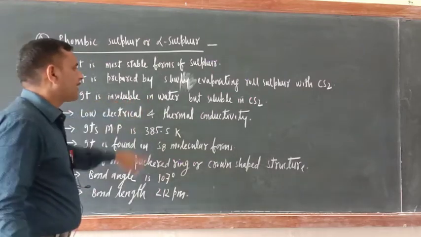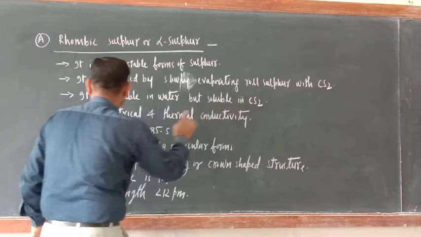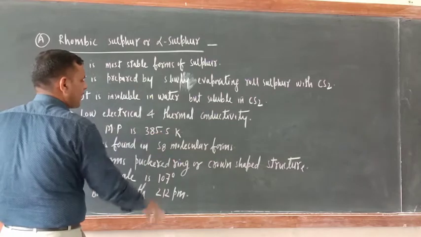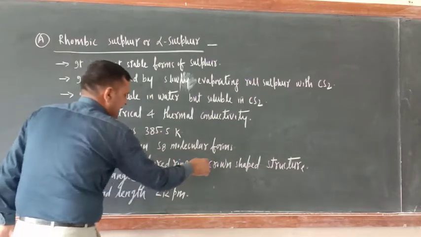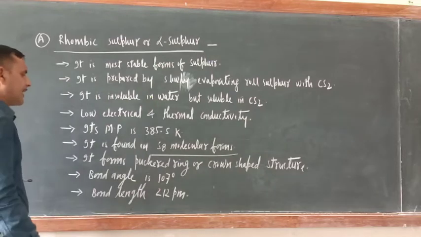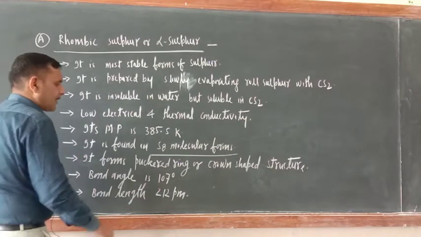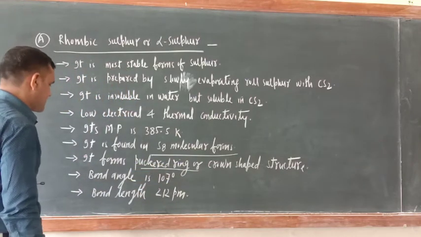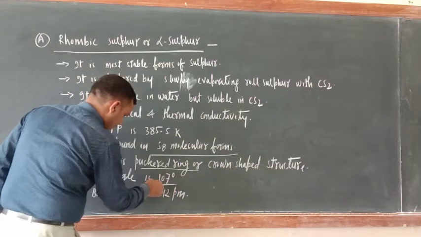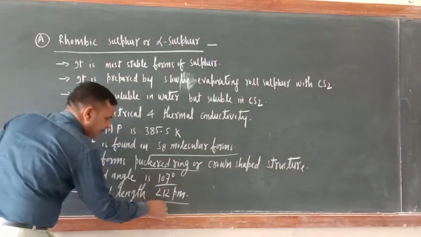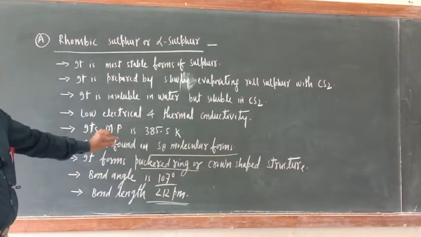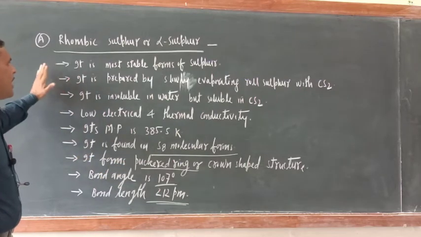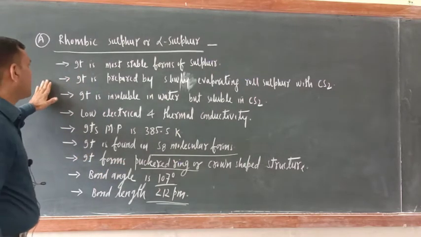It is insoluble in water but soluble in CS2. It has low electrical and thermal conductivity. Its melting point is 385.5 Kelvin. It is found in S8 molecular form. It forms a puckered ring or crown shaped structure. Bond angle is 107 degrees and bond length is 212 picometer, meaning the bond length between sulfur and sulfur is 212 picometer. So this is all about the physical properties of rhombic sulfur.